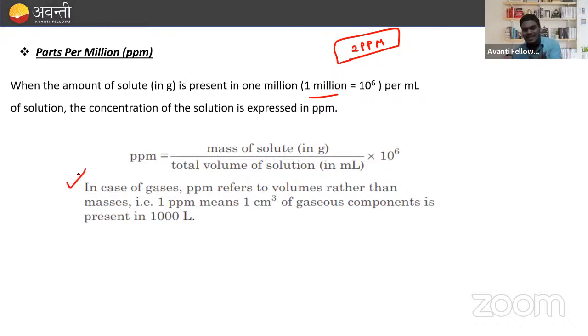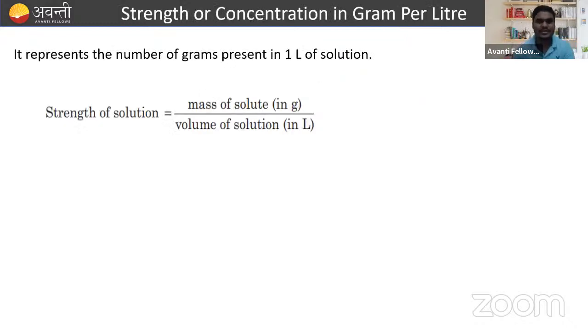In case of gases, ppm refers to volume rather than mass. So this is an important note here, beta. In case of gases, when you have to do the calculation for atmospheric pollution, we want to calculate the amount of which gaseous component is present. So in case of gases, ppm refers to volume rather than mass. That is, 1 ppm means 1 centimeter cube of gaseous component is present in 1000 liters. This is what is meant by 1 ppm. So this is how you can calculate this.